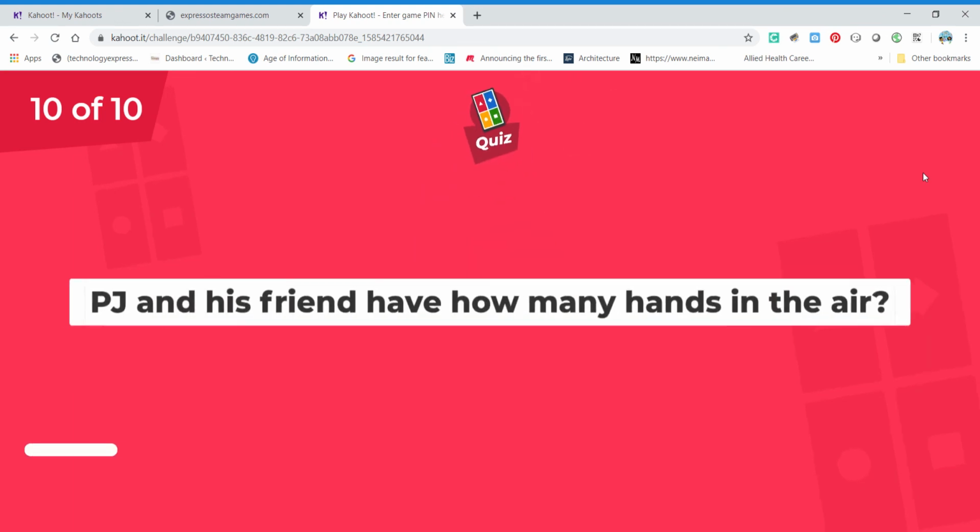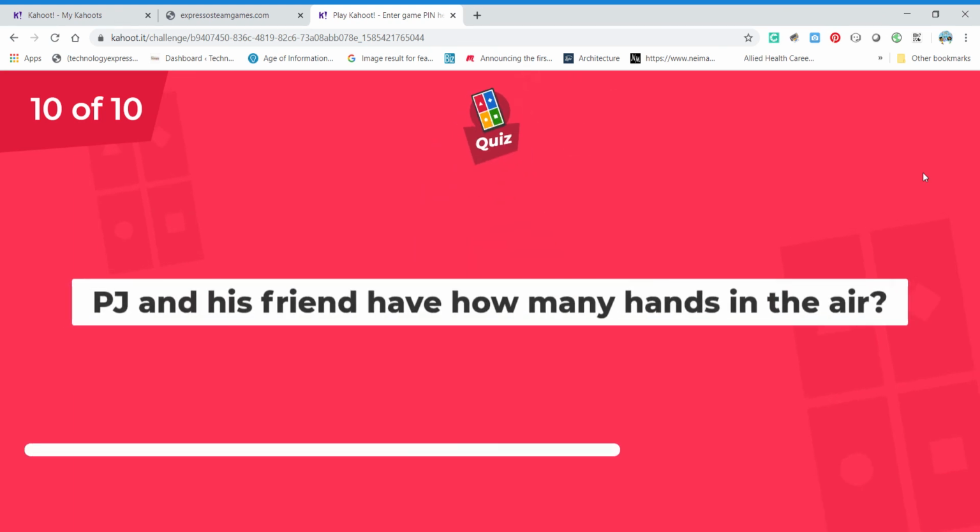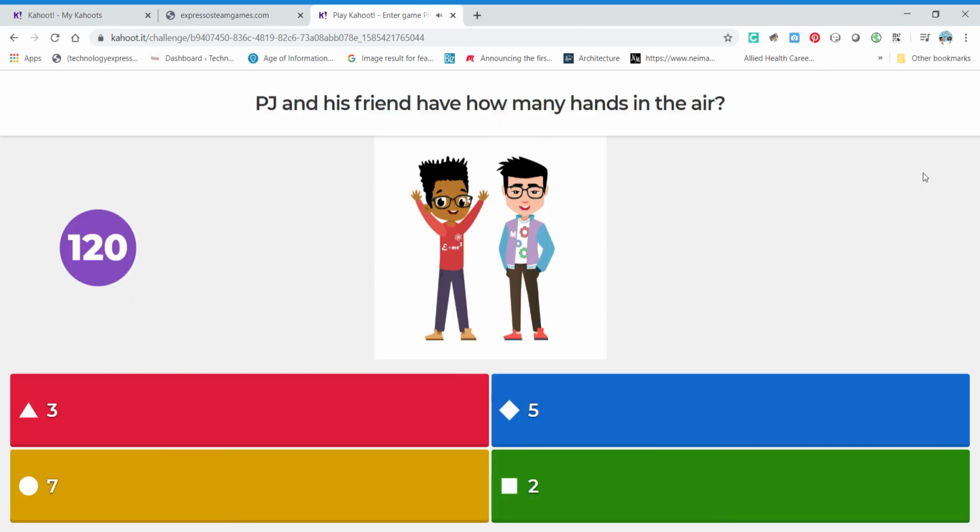Oh boy. Okay, we're on the very last one. This is about PJ and his friends and how many hands they have in the air. So PJ's friend, he has 2 hands in his pockets. So how many hands are in the air? Are there 3? Are there 5? Are there 7? Those are some big numbers. Nope, in this case, there's 1, 2. There are 2 hands in the air.